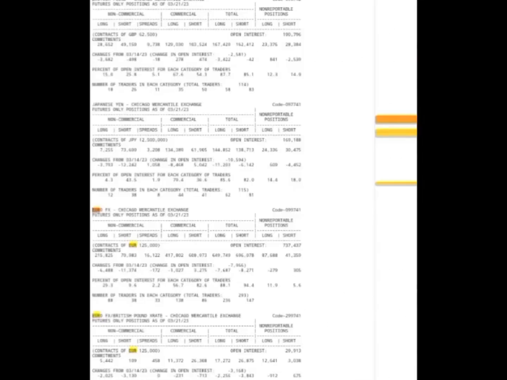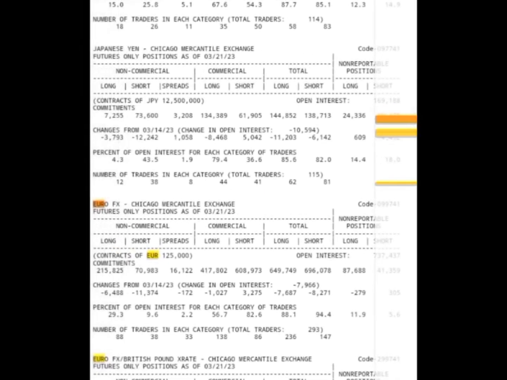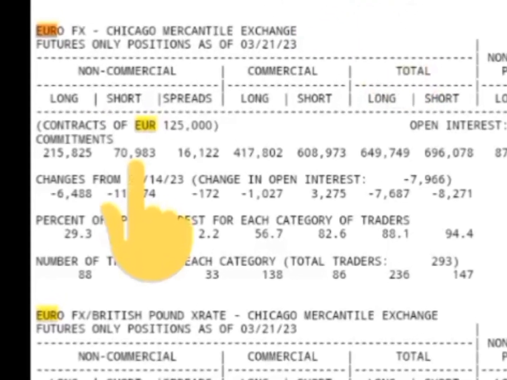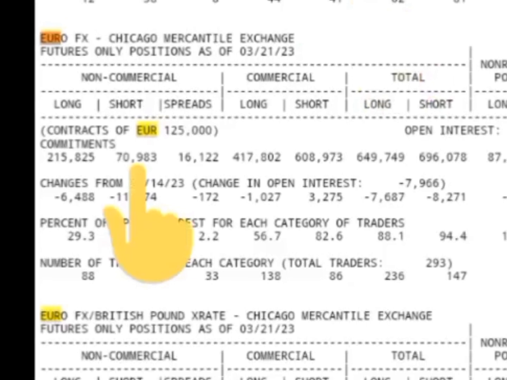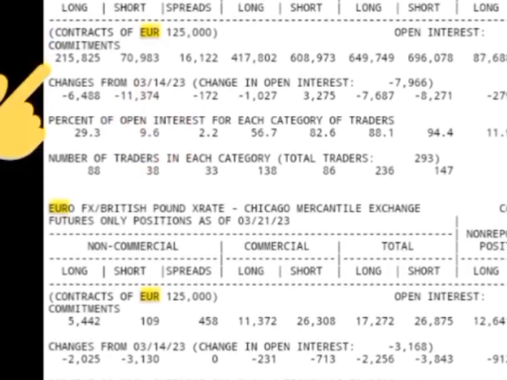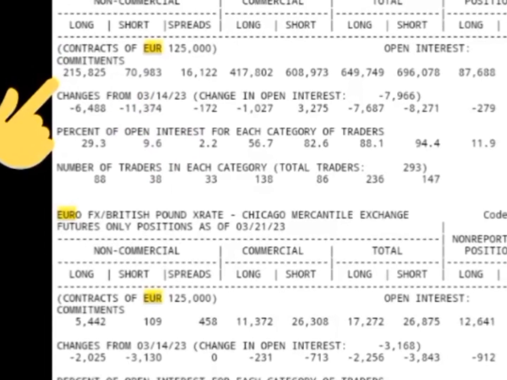Okay, let's search for euro. If you look at euro FS here, you're going to see that the short positions have about 70,983 positions open for short, while the long is 215,825. So without anybody telling you, you're going to see that this market is more on the long side. There are more positions on the long side.